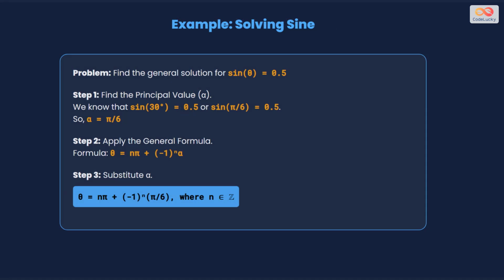Let's try a real problem. We want to solve sine theta equals 0.5. Step 1, we find the principal value alpha. We know from memory that sine of 30 degrees or pi over 6 is 0.5. Step 2, we grab our sine formula. Step 3, we just plug it in. The final answer is theta equals n pi plus -1 to the power of n times pi over 6.